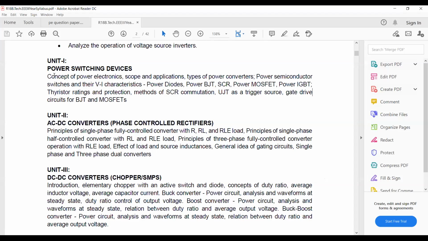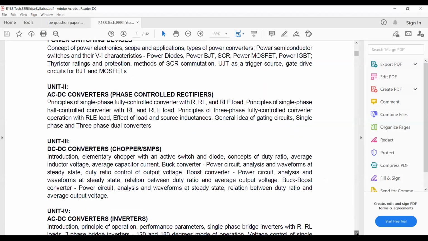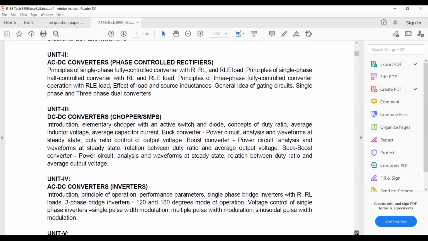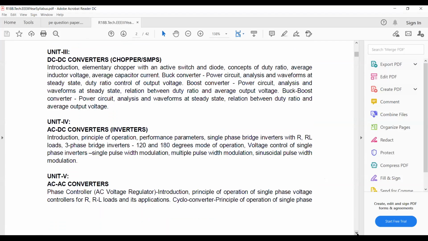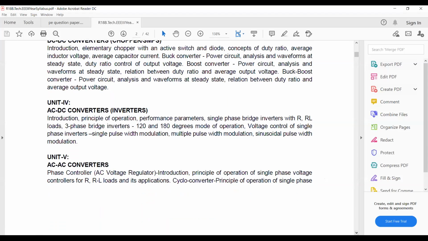Let us see the syllabus. Any topic that is missed out, you can ask. Right, the choppers we will take. Most of the people are from Polytechnic. You must know the basics, but still we take how the current flows in different directions. Then inverters and then AC regulators. That finishes the syllabus. Okay.